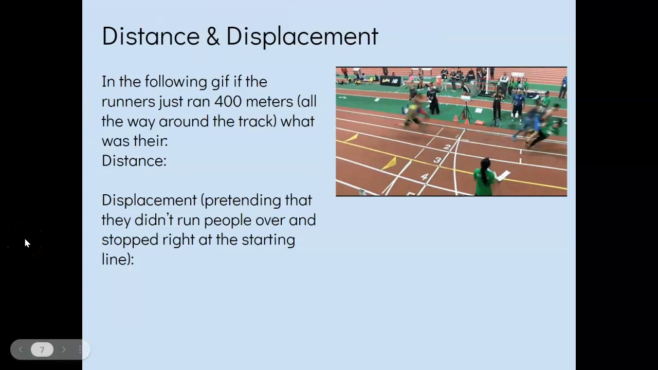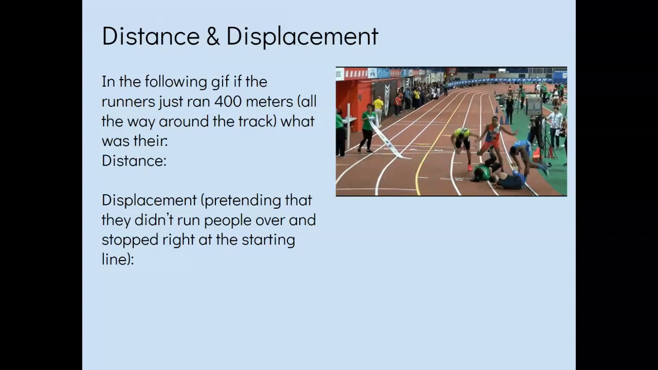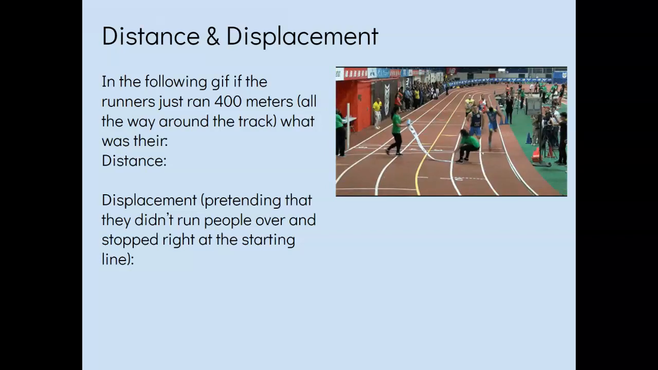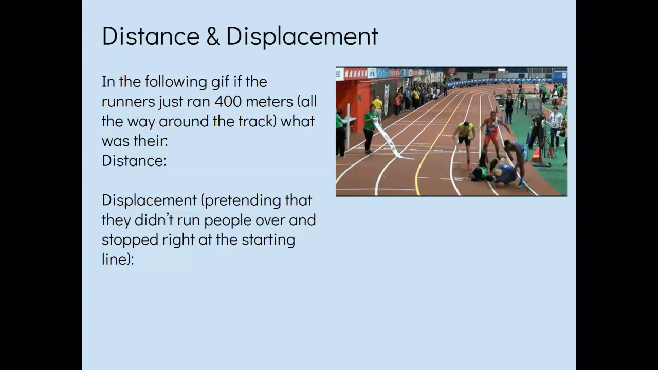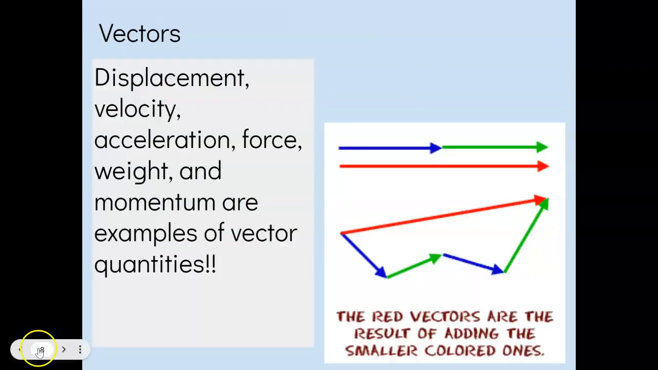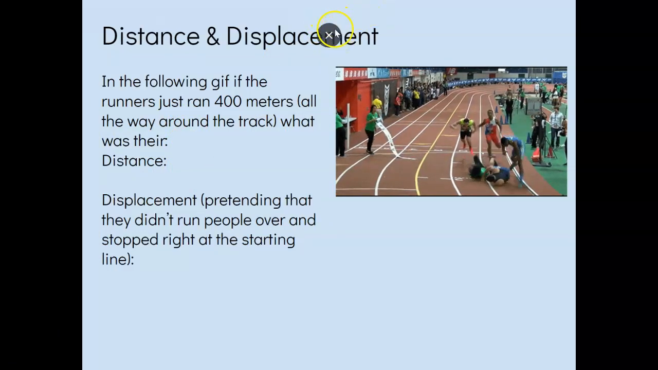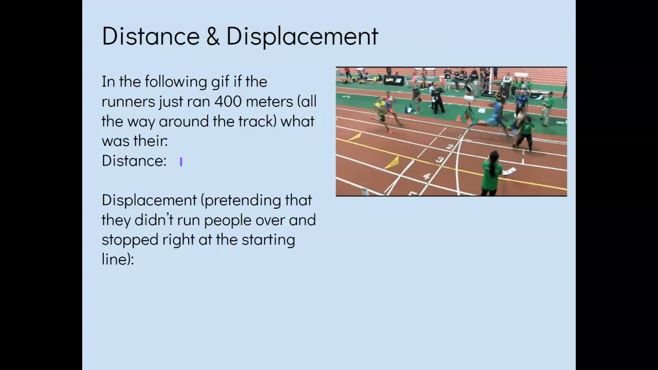Okay, so here we have another example. It says in the following GIF, if the runners just ran 400 meters all the way around the track, what was their distance? So they ran that distance. They covered that ground. And remember, distance is just a measurement of how far you've traveled. So their distance is going to be 400 meters. Okay, so they did go 400 meters. So let me go ahead and annotate. So it would be 400 meters.